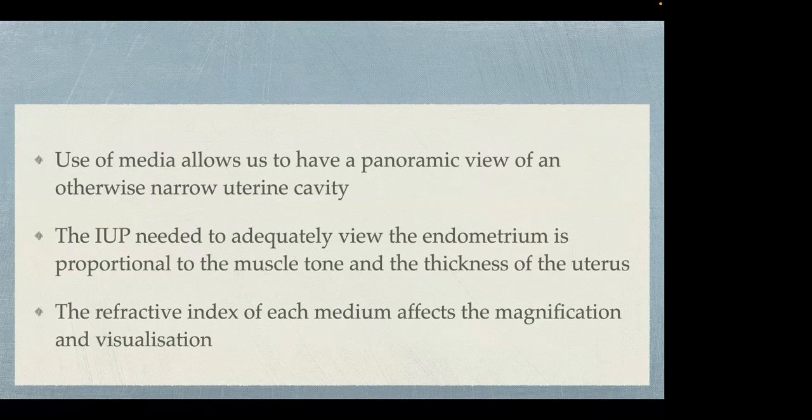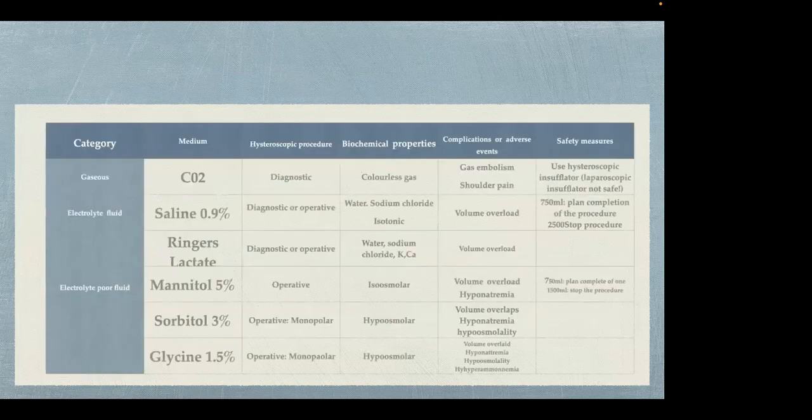It's actually proportional to the muscle tone and to the thickness of the uterus. And we know that the refractive index of each medium affects the magnification and the visualization. The higher the refractive index, the less light is going to penetrate, and the lower it is, the more we are able to see clearly. So this just about summarizes my presentation.